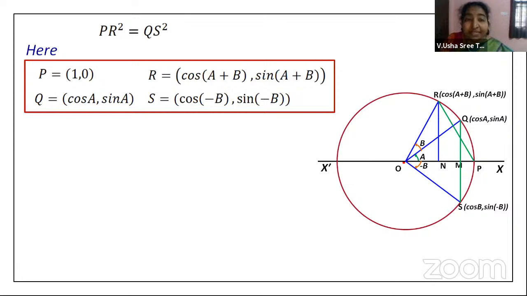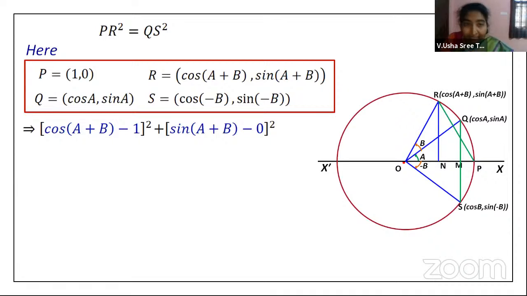So x2 minus x1 whole square plus y2 minus y1 whole square. So when you take that, cos of A plus B minus 1 whole square plus sine of A plus B minus 0 whole square. This is PR square. Now QS square when you take, it is cos A minus cos B. This is of course cos B, isn't it? Right? Cos of minus B is cos B. Then plus you have sine A plus sine B whole square.